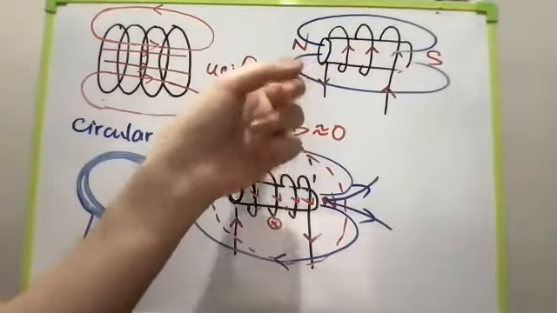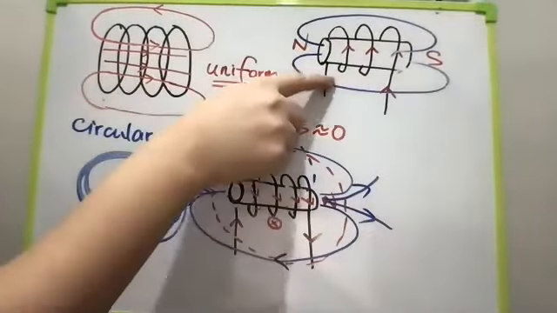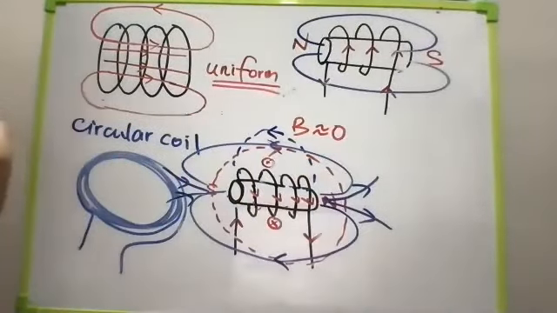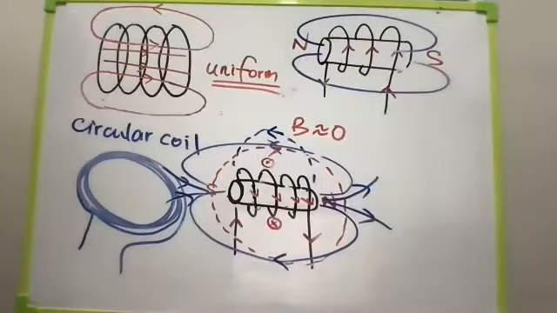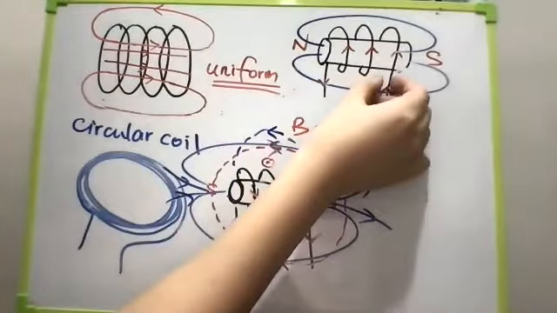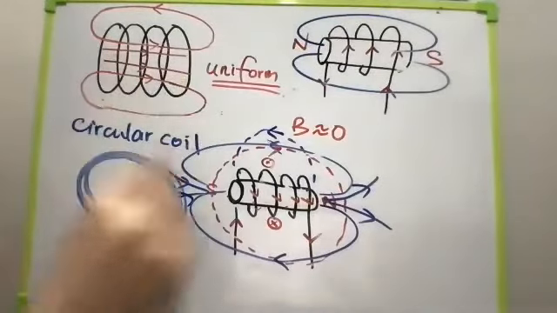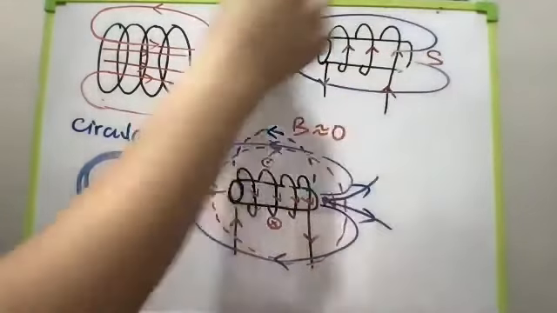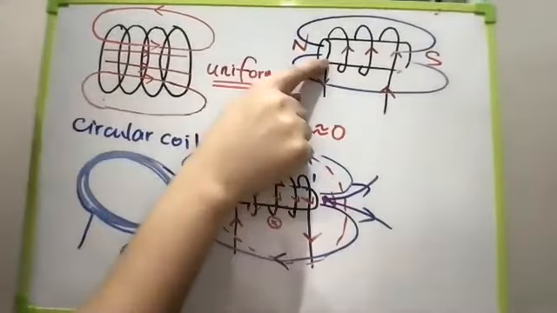How do you increase the magnetic strength? First, increase the current. If the current is larger, the magnetic field is stronger. The second method is to place the coil nearer. Okay, the nearer the coil, the stronger the magnetic field. Number 3, add more coils, more coils, stronger it is. And number 4, use a core.